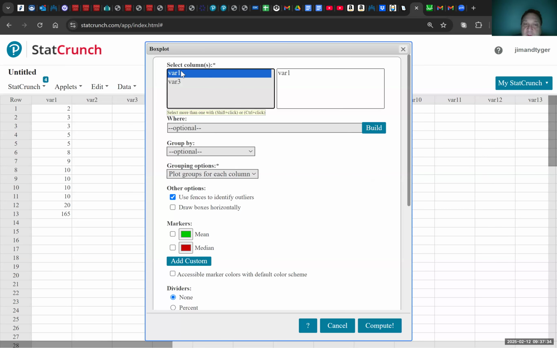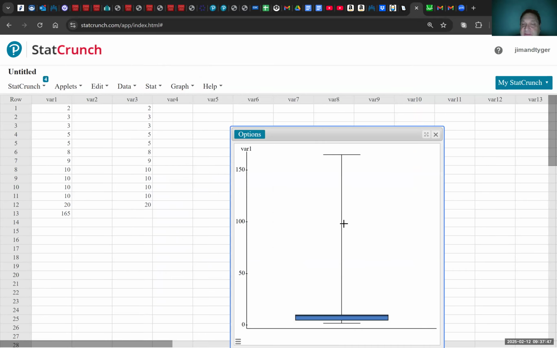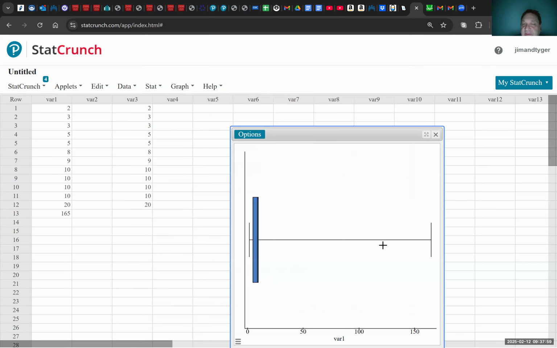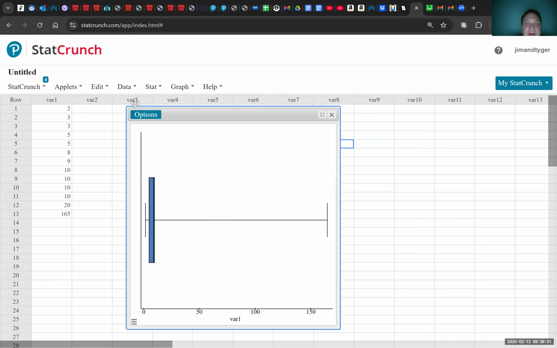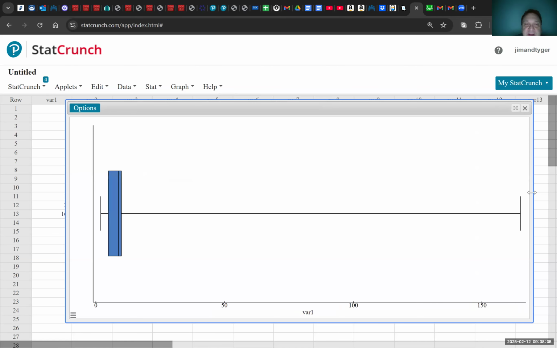And I want var1. I'm not going to use fences. I'm going to get rid of that because the whole outlier thing is kind of early for us. I'm going to hit compute, and it's going to give a vertical box plot. I can also turn it around sideways. I could say draw boxes horizontally, which is what I did for our lecture notes. So that's what it is. I also just stretched it out a little bit because it looks very smushy there.